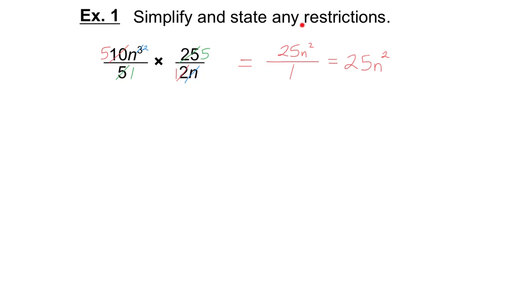Now hold on. We've simplified, but we haven't stated any restrictions. So let's go back. Look at the denominator. Remember, the denominator cannot equal 0. There's an n in the denominator at the start, so that can't be 0. We don't see any other issues. There are no more variables in the denominator, so we just know n cannot equal 0. So here's the simplified expression, and here are the restrictions.